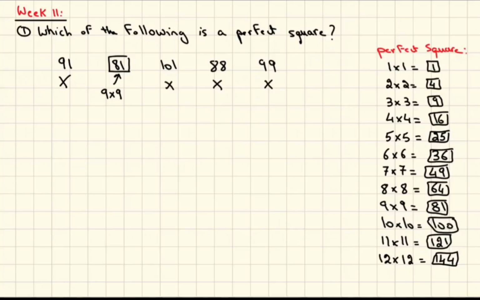So we should know the multiplication table, or you should know the perfect squares that are 1, 4, 9, 16, 25, 36, 49, 64, 81, 100. You can memorize till 144. So the answer here is 81 is a perfect square.